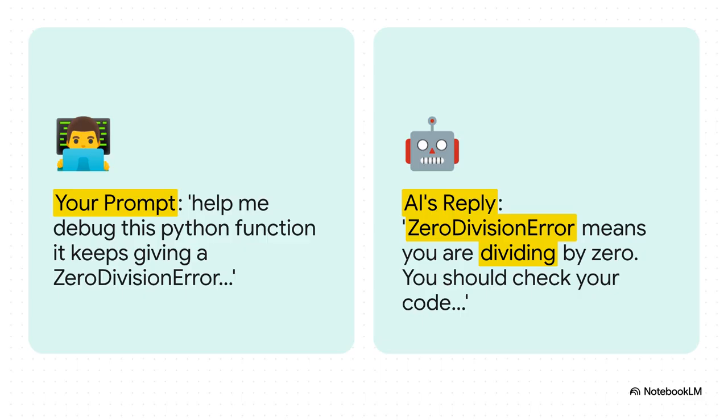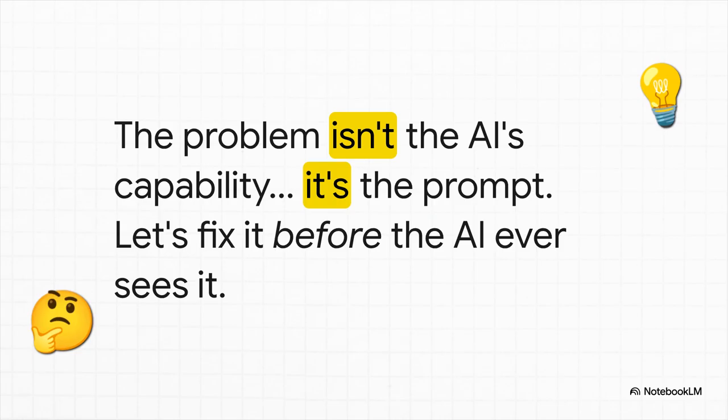You just kind of throw a messy prompt at the AI, something like, "Hey, help me debug this Python function. It's throwing a zero division error." You paste in your code, hit enter, and you get back this: a super generic definition that tells you something you figured out in your first week of coding. It's vague, it's unhelpful, and it's a total waste of your time. But here's the big secret. The problem isn't actually the AI. The AI is plenty smart. The problem is the prompt. So the real question is, how do we fix that prompt automatically, before the AI even gets a chance to see our messy first draft?